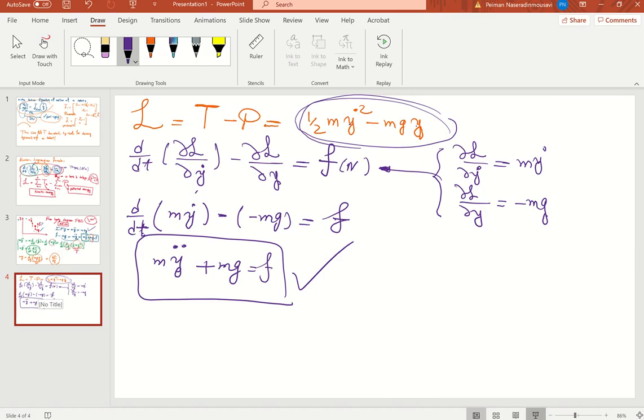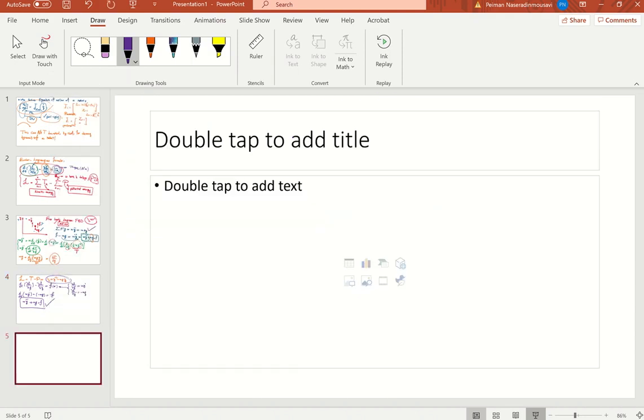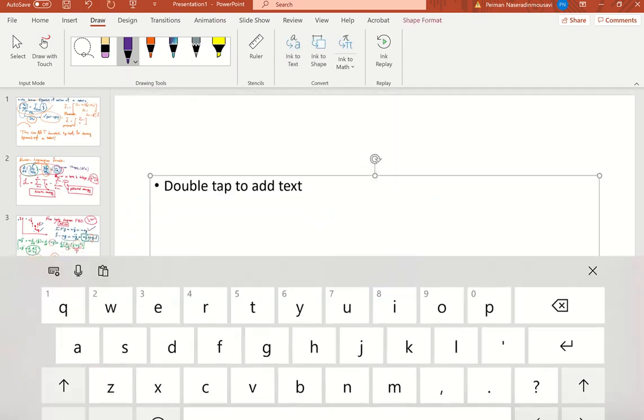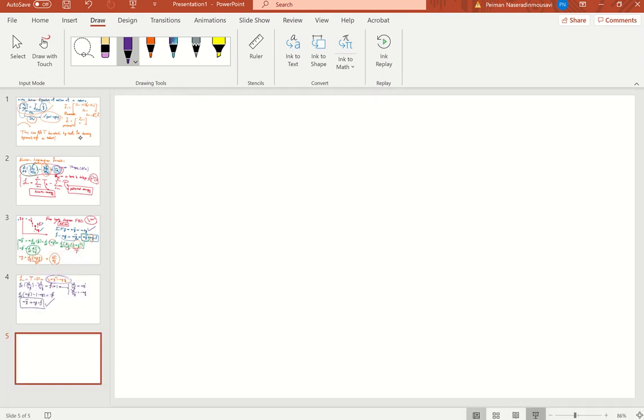Understand? Now, let me go to the simplest robotic problem that you can have. Here we go. Using the Lagrangian equation, suppose you have a robotic arm we have seen a million times in my classes, and that's this one link robot.